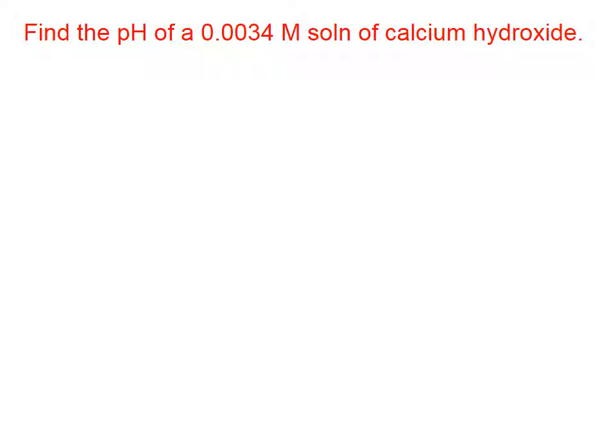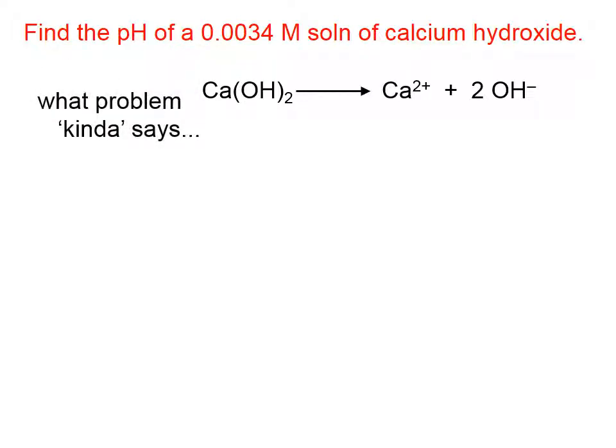We're going to find the pH of a 0.0034 molar solution of calcium hydroxide. Calcium hydroxide has that formula. Unless we're told otherwise, we are to assume that it dissociates 100%. The problem kind of implies that we have 0.0034 molar calcium hydroxide and no calcium ions and no hydroxide ions floating free in the solution.